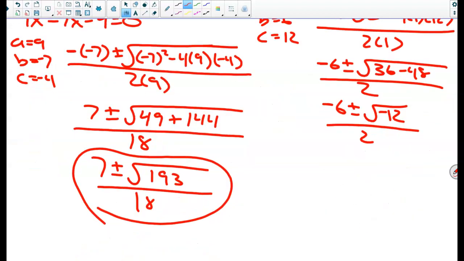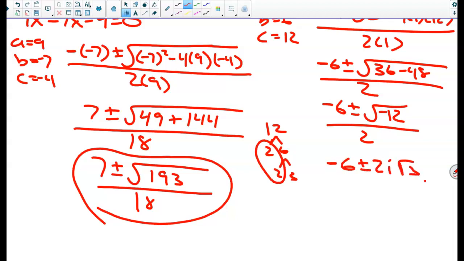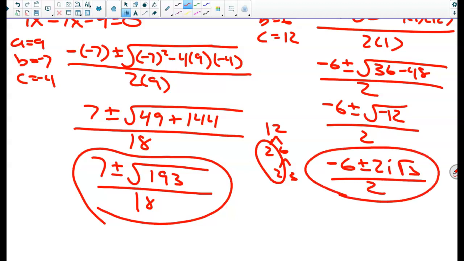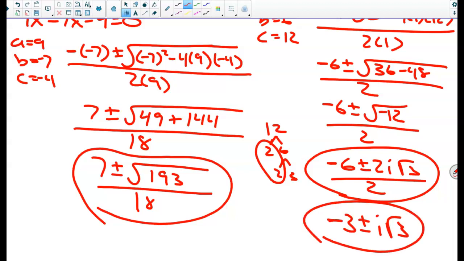If you can simplify, you must do so. 2 and 6, 2 and 3, so a pair of 2's. So this becomes negative 6 plus or minus 2I root 3 over 2. I will accept that as the answer, but negative 3 plus or minus I root 3 is our better answer.